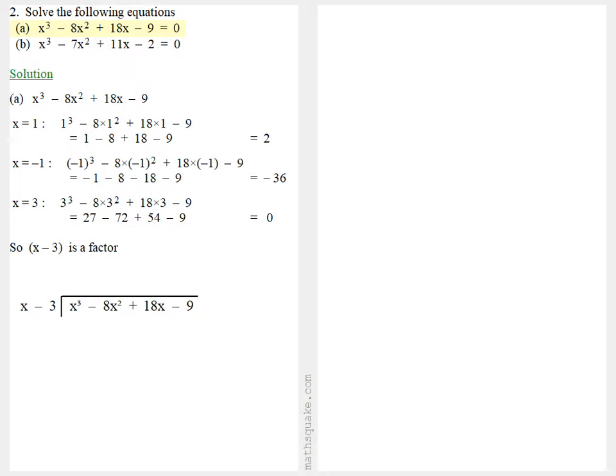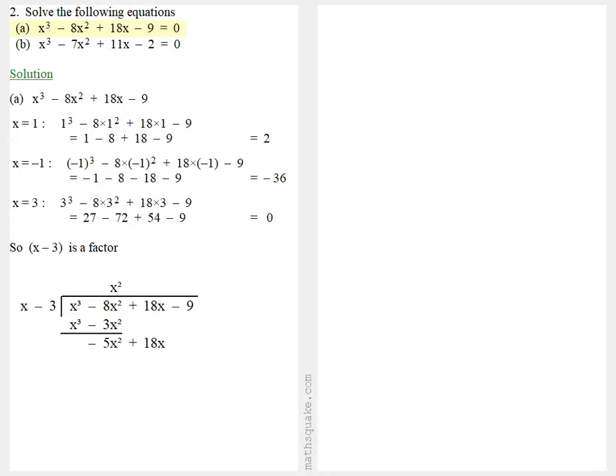x into x cubed is x squared. We write that on the top in the x squared column. Now we multiply x squared times x minus 3, and that gives us x cubed minus 3x squared. When we subtract, we've got minus 8x squared, take away minus 3x squared, which is minus 8x squared plus 3x squared, or minus 5x squared.